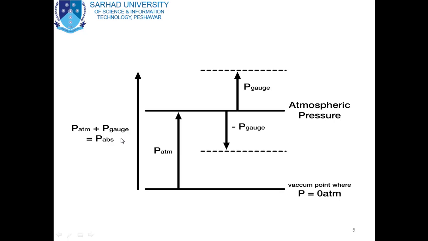Here is the figure showing the different pressures. Here is the 0 point or vacuum, where pressure is 0. Up to this point, here is the atmospheric pressure. Above this atmospheric pressure, all pressures are known as gauge pressure, while below this atmospheric pressure are known as negative gauge pressure. So above the atmospheric pressure are positive gauge pressures, while below the atmospheric pressure are negative gauge pressures, and the sum of atmospheric pressure and gauge pressure is known as absolute pressure.